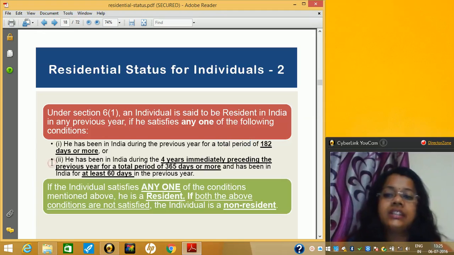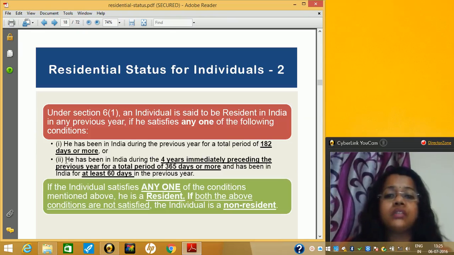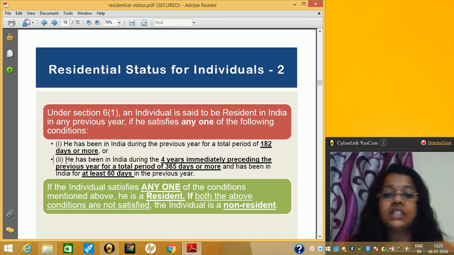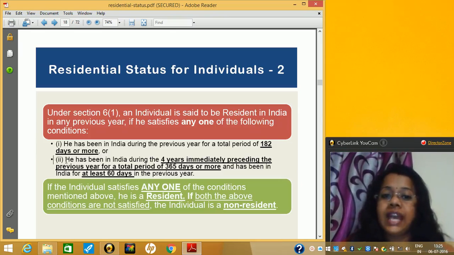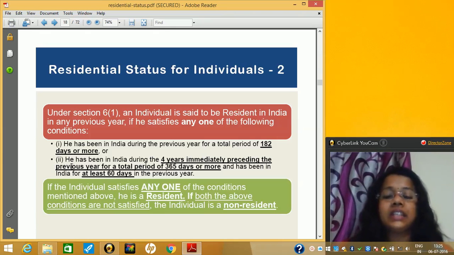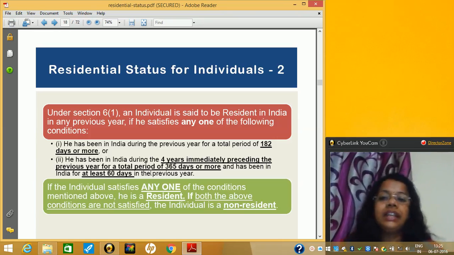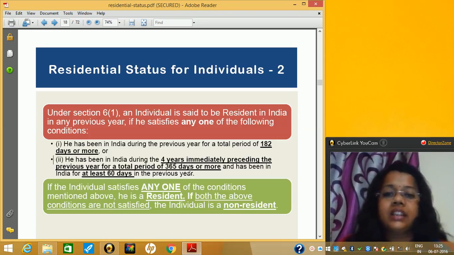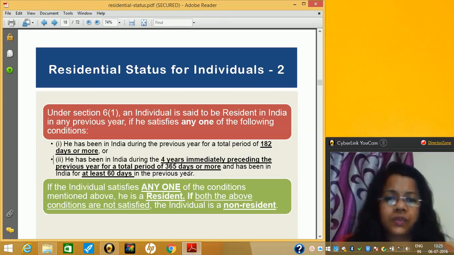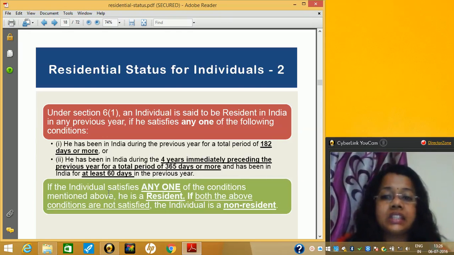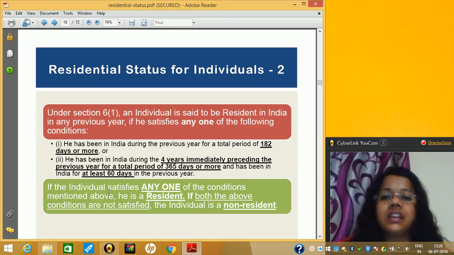Now the second condition. In the second condition, two sub-conditions are given. Let's read the first one. He has been in India during the 4 years immediately preceding the previous year for a total period of 365 days or more. And the second: he has been in India for at least 60 days in the previous year.